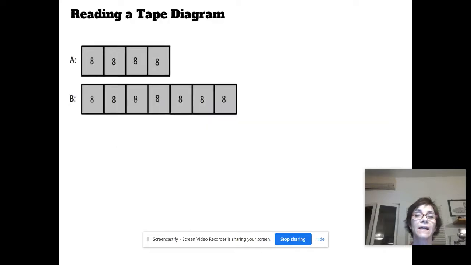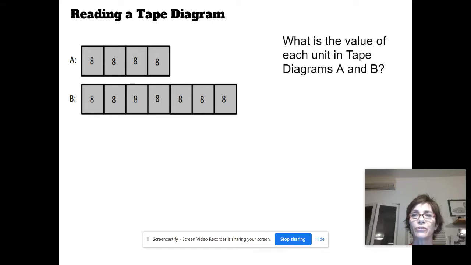Okay. Let's look at these two tape diagrams. What is the value of each unit in tape diagrams A and B? So we have tape diagram A. Each of these is a unit. And we have tape diagram B, where each of these is a unit. What is the value of each unit? Yes, you guessed, it's 8.